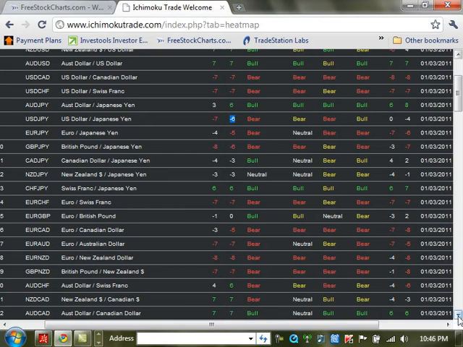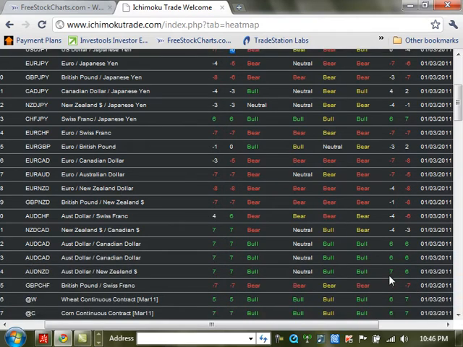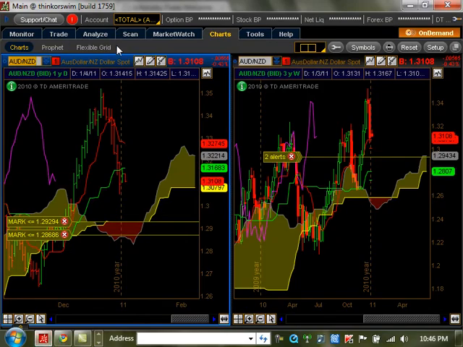Okay, and then if you keep on scrolling down, you'll see that the Australian is strong against the CAD, and Australian is strong against New Zealand, and so forth. So, and then pound is weak compared to SWITSI. So SWITSI, yen, and Australian and CAD are very strong right now. So let's start looking for some charts.